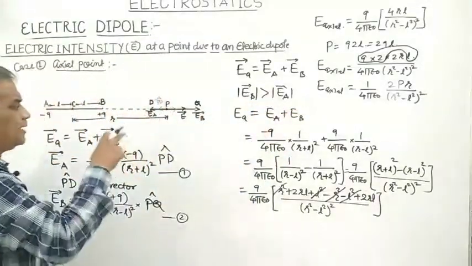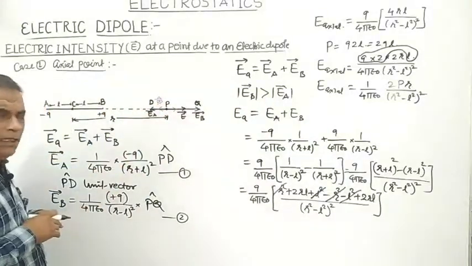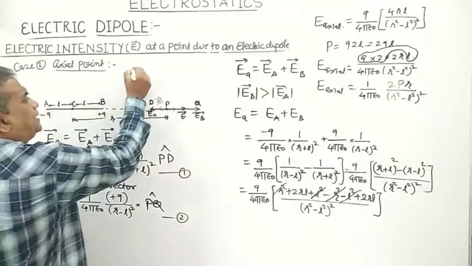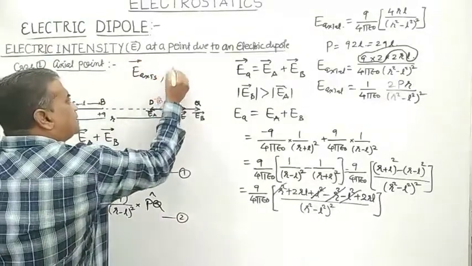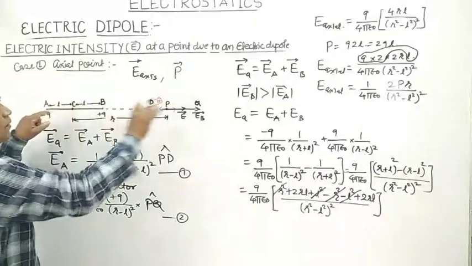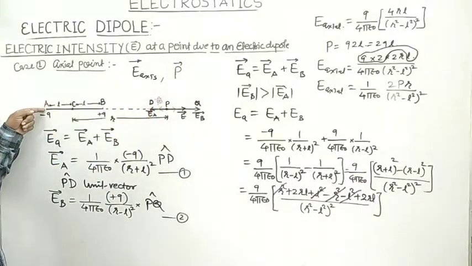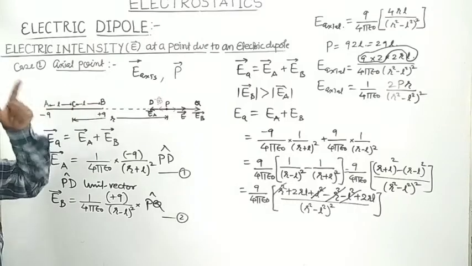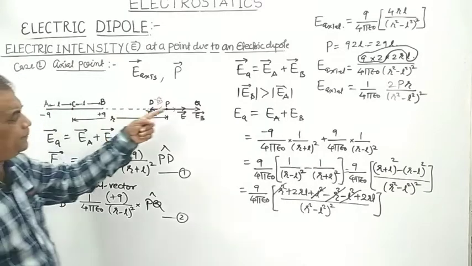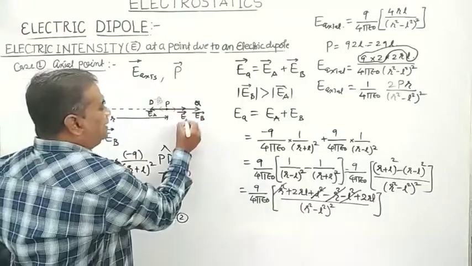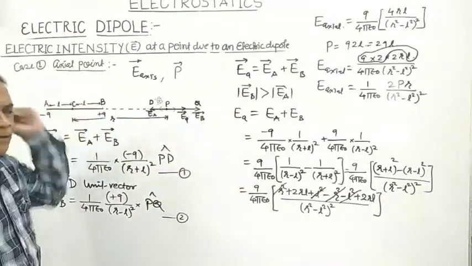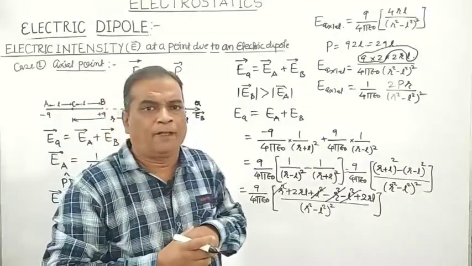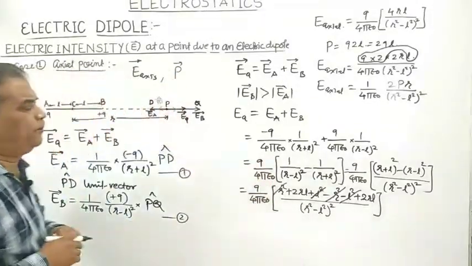Means the resultant electric field at any point along the axis has the same direction as the direction of the dipole moment, because the electric dipole moment is pointing from negative charge towards the positive charge, and the resultant axial electric field is also acting along the direction of the electric dipole moment.